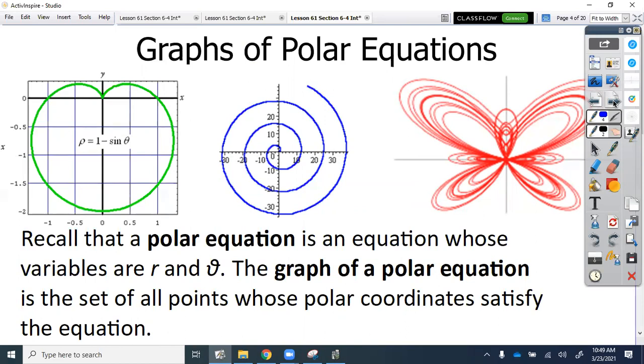So part of this to me is just seeing how cool is that. We're not talking about a line anymore. That looks like a butterfly. That's really neat. Remembering, polar equations, we're looking at r, we're looking at theta to create these graphs, right?